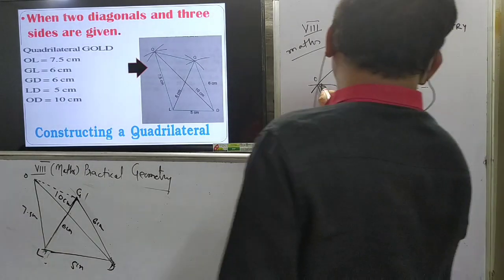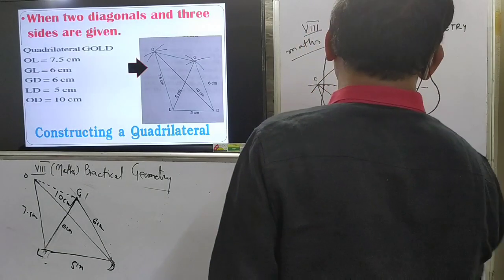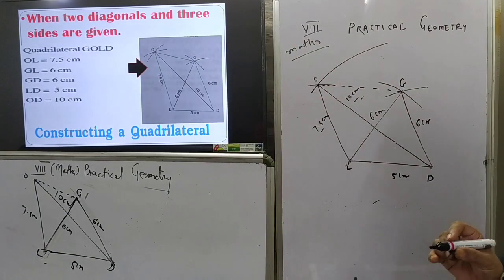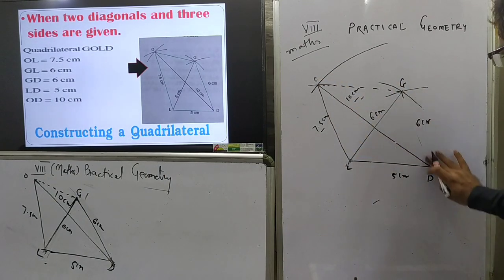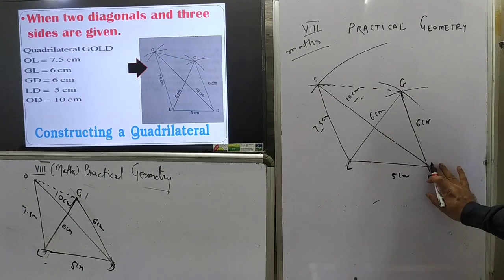Now what we have to do? We have to join OG. Remaining is GOLD, quadrilateral GOLD. How this GOLD is constructed, we have seen.